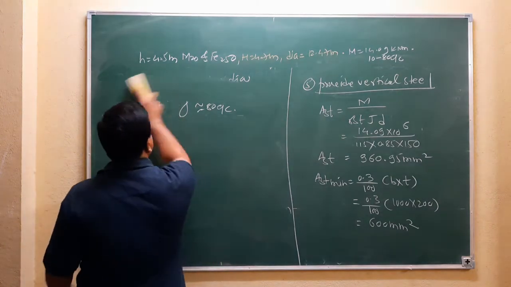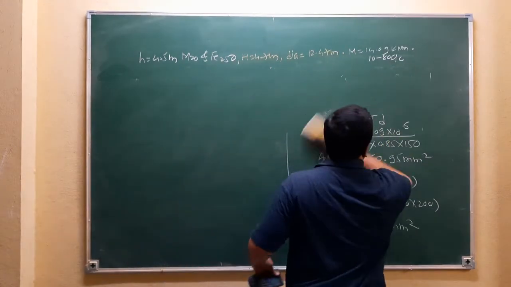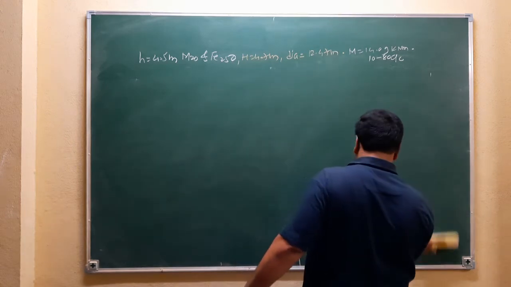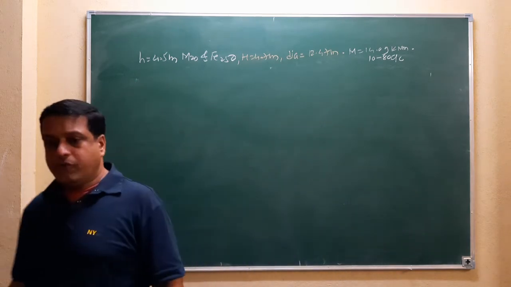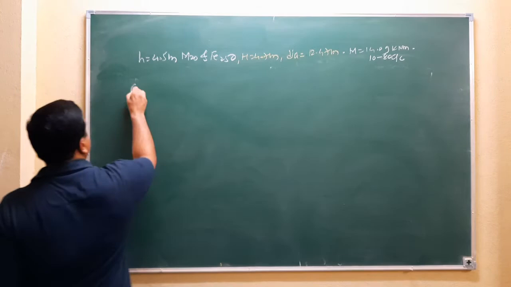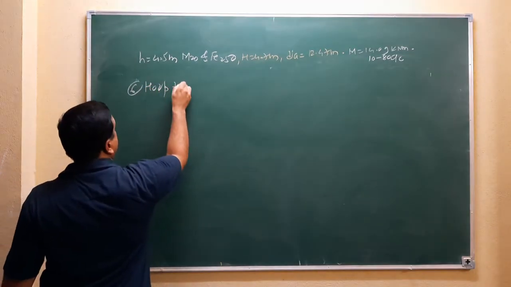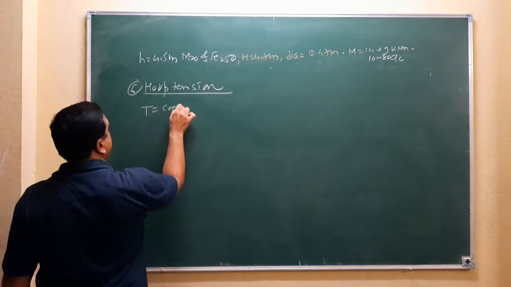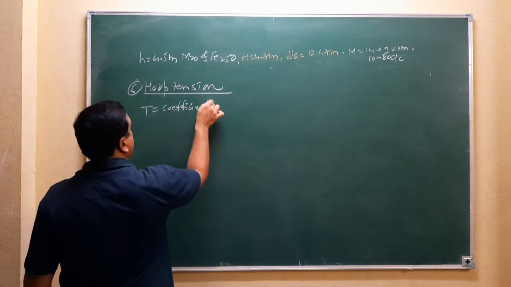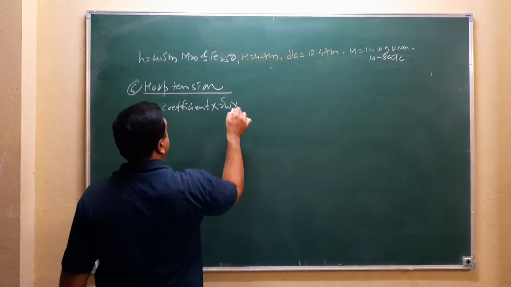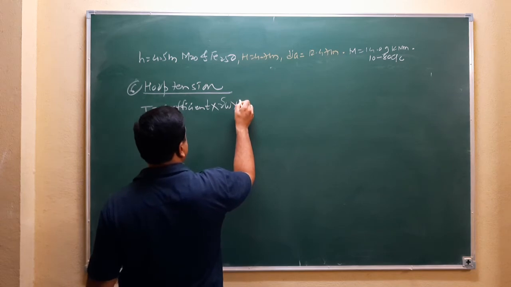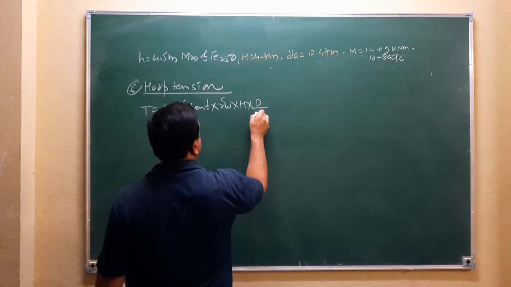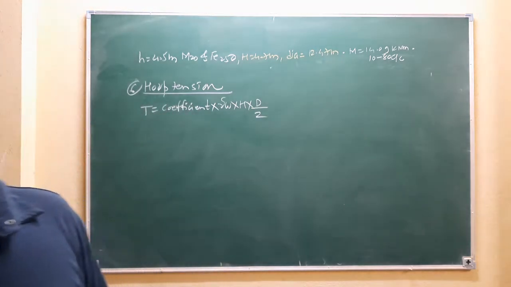Is it clear? So I will rub this. Bending moment steel and thickness check for the bending moment is satisfied. Now you go for the hoop tension. Now step number 6, hoop tension. Now the hoop tension is calculated as coefficient into gamma W into capital H into diameter by 2. So this is the formula.